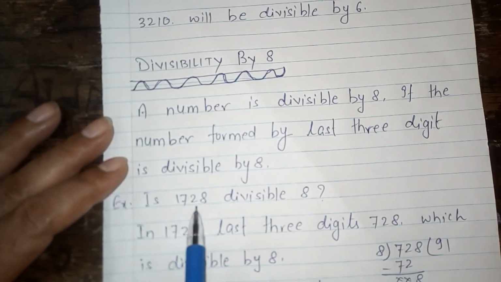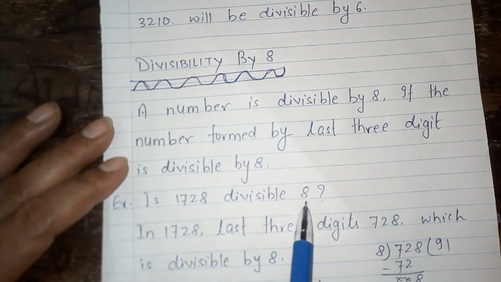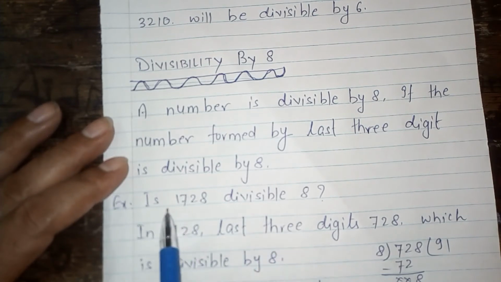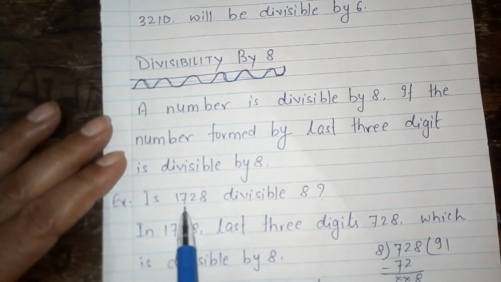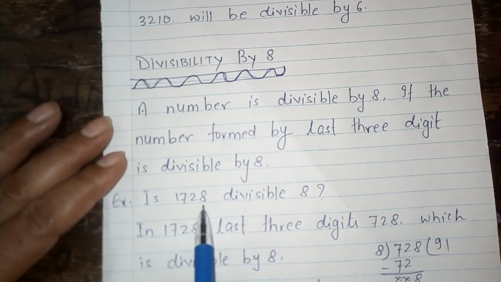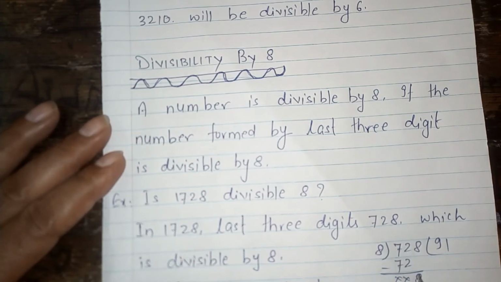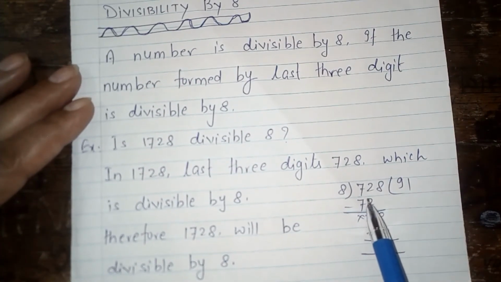Is 1728 divisible by 8? As you are looking at 1728, the last 3 digits are 728. Now this number is divisible by 8. How? Look here.